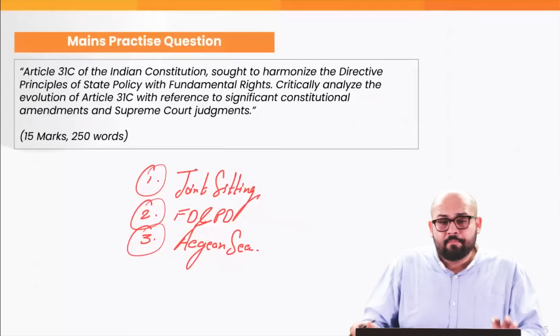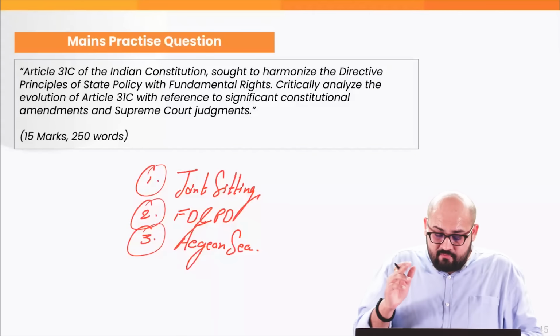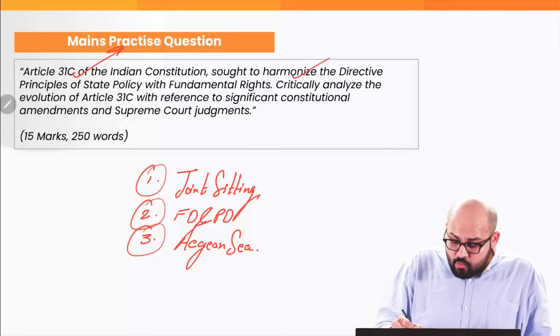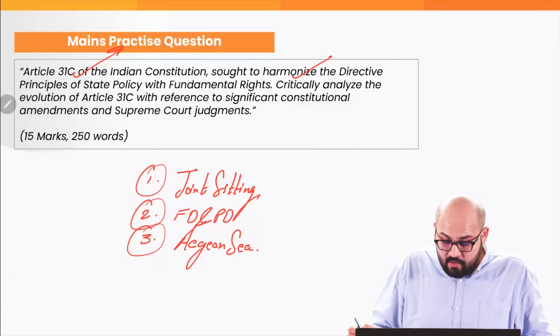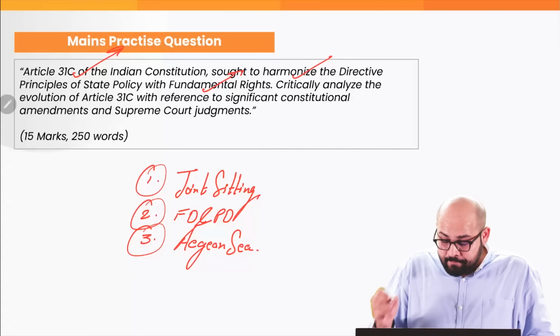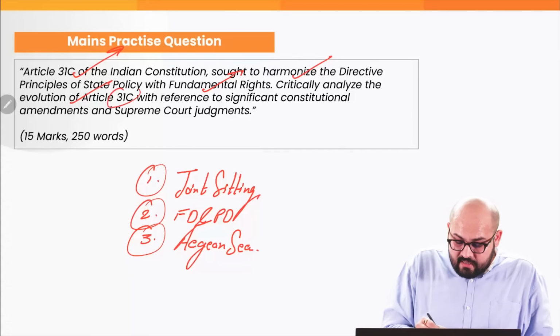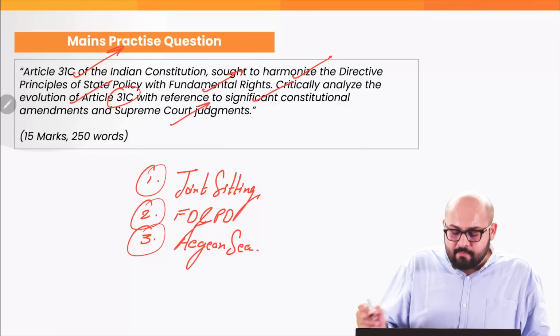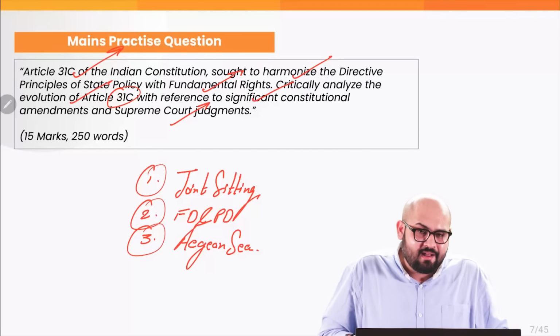Now, before we go to the next topic, we have a main question. The question says, Article 31C of the Indian Constitution sought to harmonize the directive principles of state policy with fundamental rights. Critically analyze the evolution of Article 31C with reference to the significant constitutional amendments and the Supreme Court judgments. So do write an answer to this question.